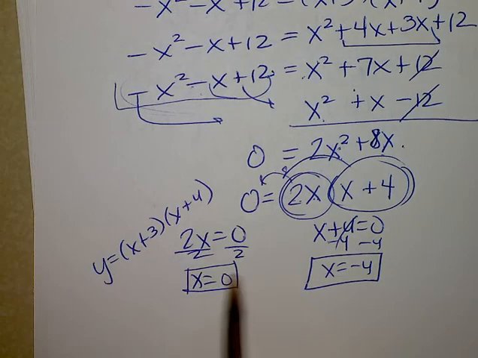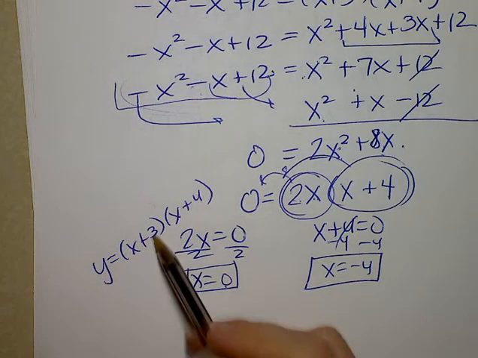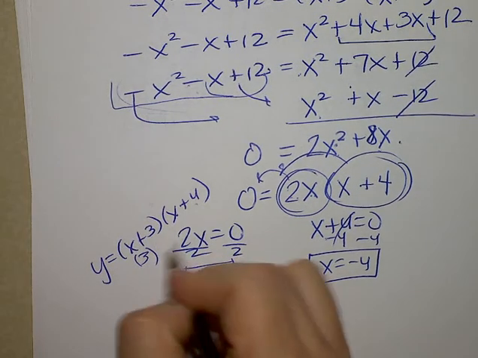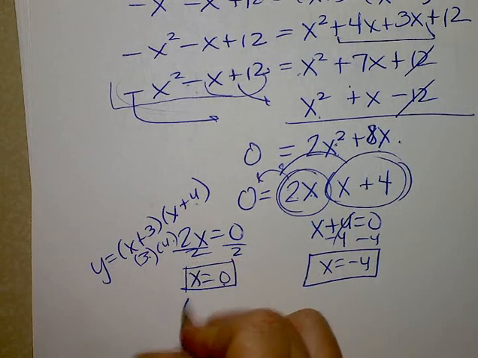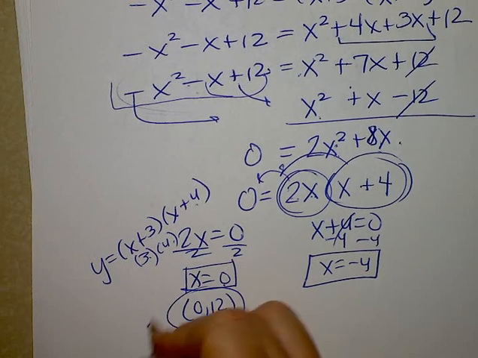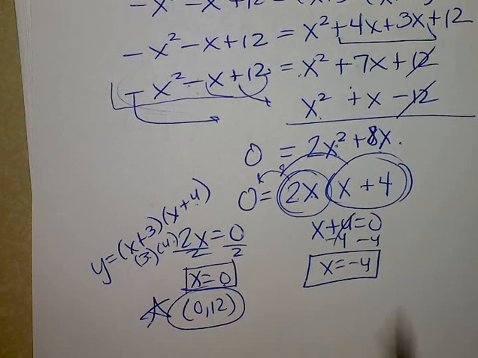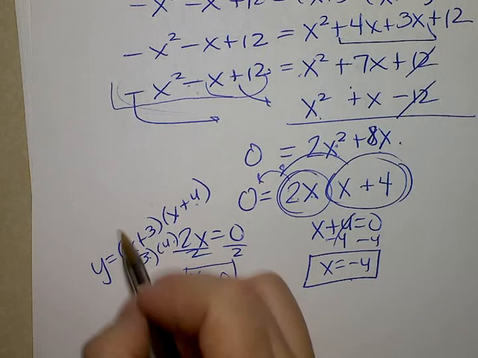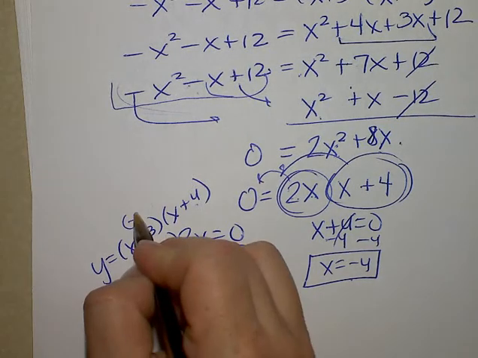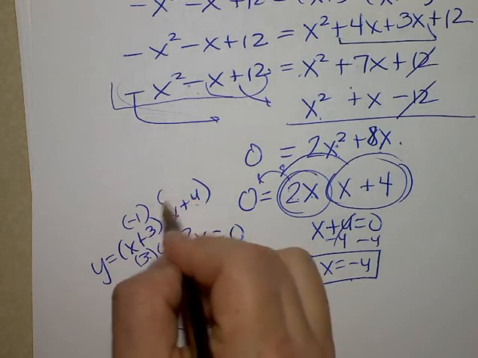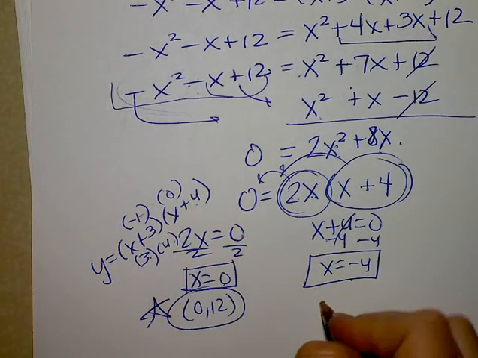So I'm going to start with the 0. 0 plus 3 is 3. 0 plus 4 is 4. 3 times 4 is 12. Now I'm going to do a negative 4. Negative 4 plus 3 is negative 1. Negative 4 plus 4 is 0. 0 times negative 1 is 0.